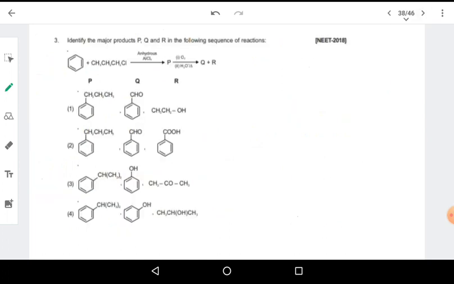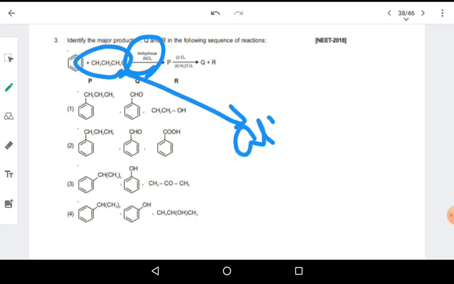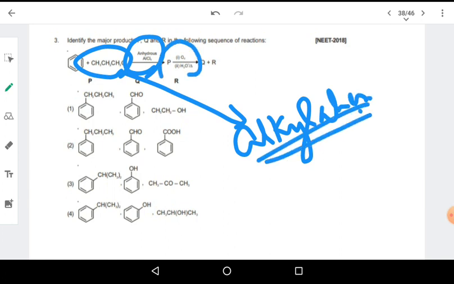Next, identify the major products P, Q, R in the following reaction. First we have to treat this with anhydrous AlCl3. So what is the process? This is the compound, so it is alkylation, and after that we have to carry out oxidation.